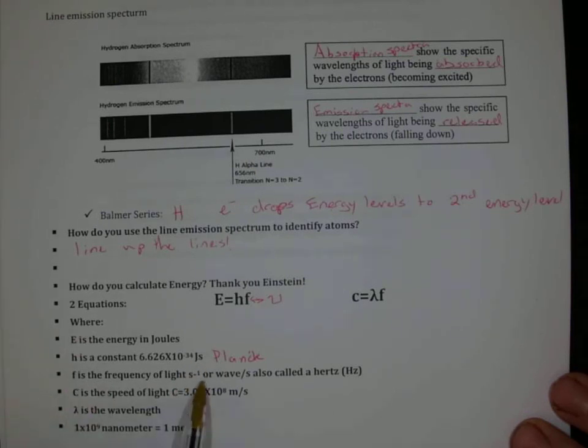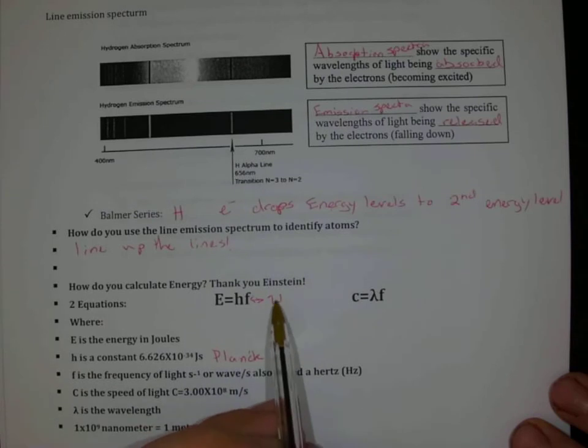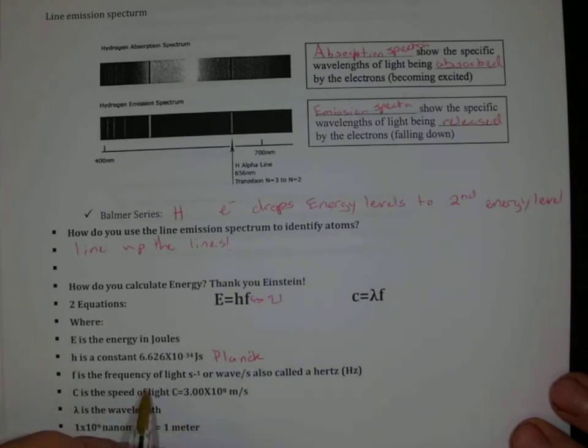f here is the frequency of light, so f or nu. And frequency is per second. It's how often something is happening per second. So s to the negative 1, our seconds would be in the bottom of our fraction, and it's waves per second. It's also called hertz. Over here, c is the speed of light, 3 times 10 to the 8th meters per second.